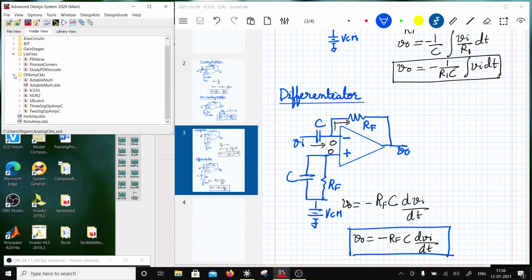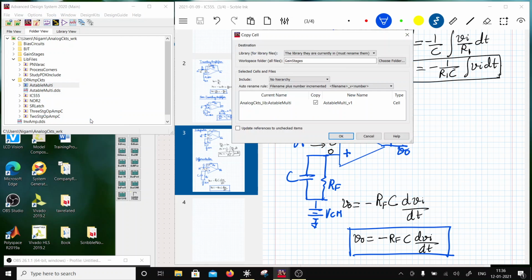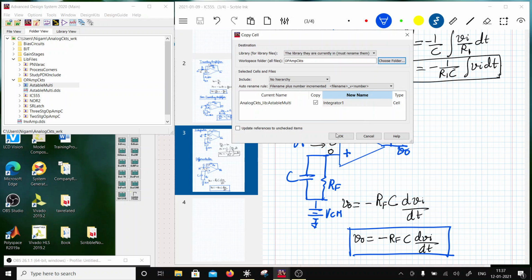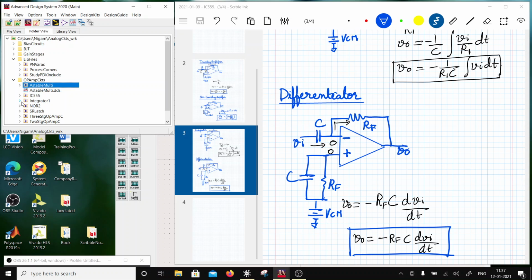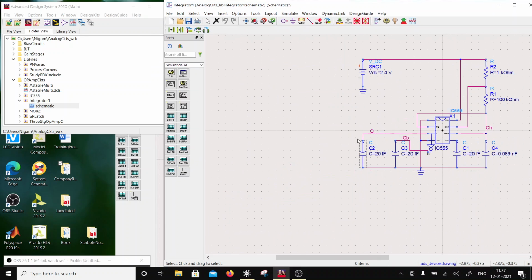So what I'll do is use a square wave which is generated by an IC555. That's over here, and I will say copy cell, and name it integrator 1. I'm going to copy this in the same OpAmp based circuits folder, and say OK. So I have it over here. The next thing I'm going to do is put in an integrator over here. So Q is a square wave.